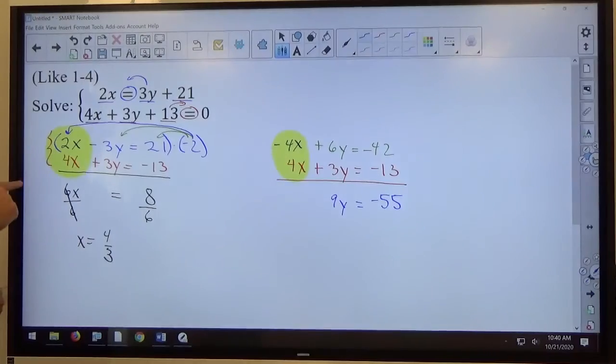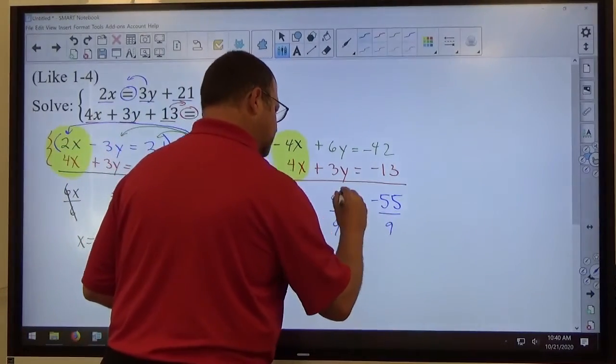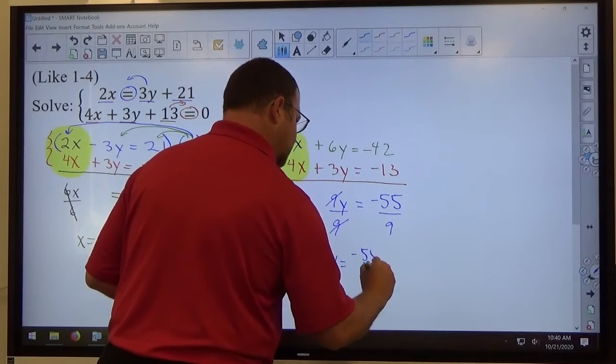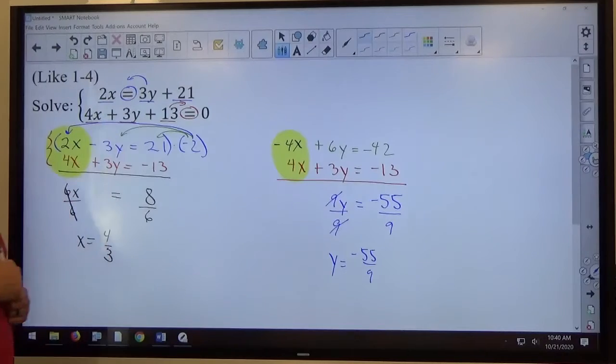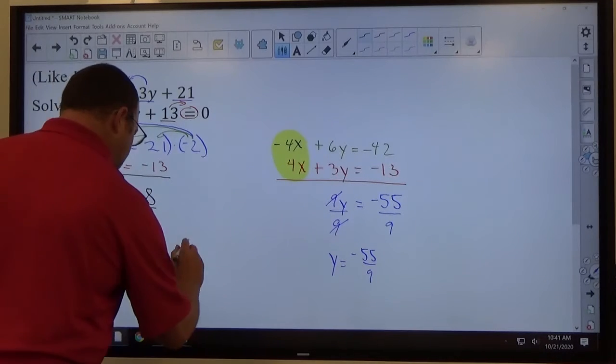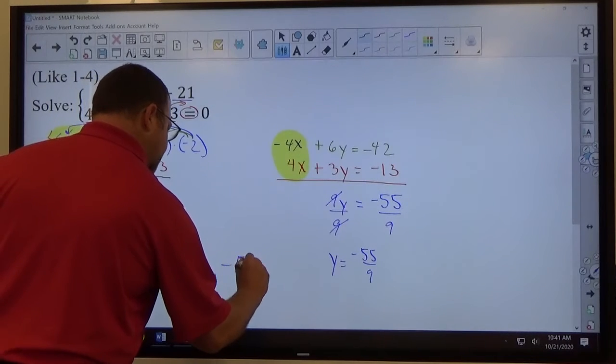All right. And then finally, if 9y is equal to -55, we divide both sides by 9 to get y is equal to negative 55 over 9. This does not reduce, as 3 does not divide into 55. 3 is the only prime number that divides into 9. So, once we have both x and y, we write our answer as an ordered pair. So we're going to write our answer in xy order. X goes first, y goes second.